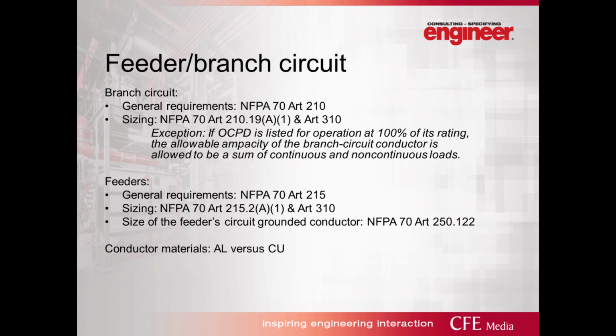They're both sized similarly. The conductor shall be able to carry a sum of 100% of non-continuous load and 125% of the continuous load. Exception for the branch circuit is that if overcurrent protection device is listed for operation at 100% of its rating, the allowable ampacity of the branch circuit conductor can be sum of continuous and non-continuous loads. We typically use 80% rated system because it's a more cost-effective solution. The size of the feeder's circuit grounded conductor is based on Table 250.122 in NFPA 70.